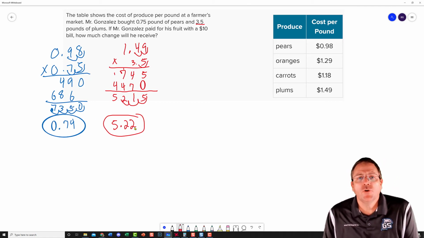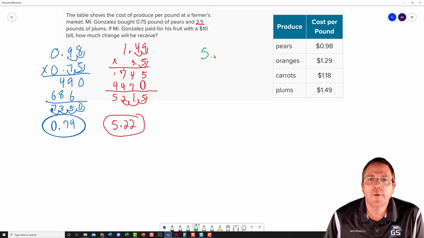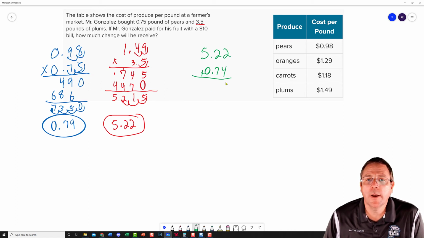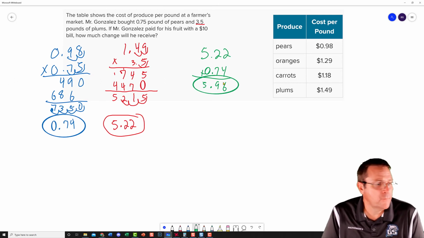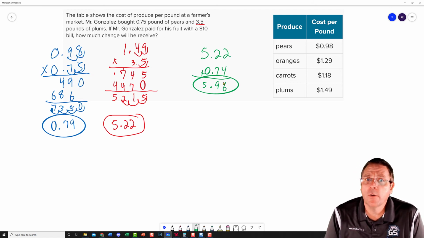Now we need to find the total cost of what he spent. So his total cost is going to be the $5.22 for the plums plus the $0.74 for his pears. I line my decimals up. I'm going to add it. 6, 9, 5. Your decimal comes straight down, and that gives us $5.96. We're almost done, but we're not quite.